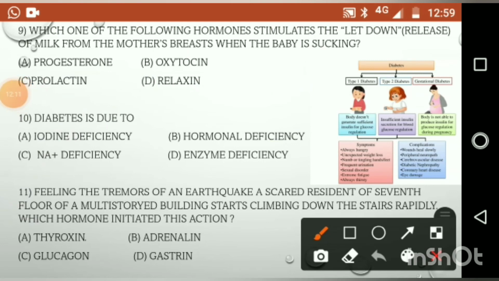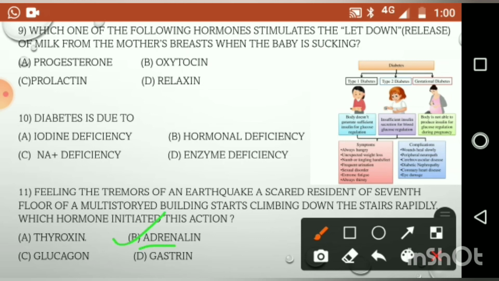Feeling the tremors of an earthquake, a scared resident of the 7th floor of a multi-storied building starts climbing down the stairs rapidly. Which hormone initiated this action? And your options are A. Thyroxine, B. Adrenaline, C. Glucagon, D. Gastrin. Pause the video and answer it. So the correct answer for this question is B.